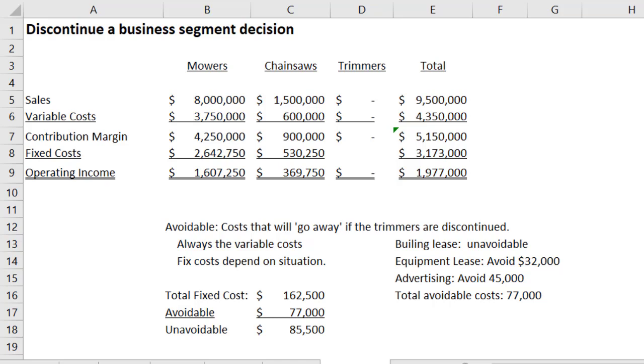So looking at this now, since we've taken the fixed costs that were in the trimmers and moved them over into the mowers and the chainsaws, those unavoidable fixed costs now add to additional costs in those divisions. And what we see is that our total operating income has actually been harmed or reduced.